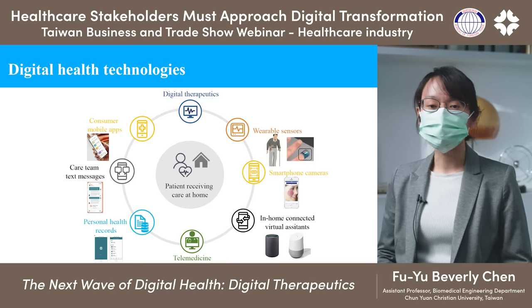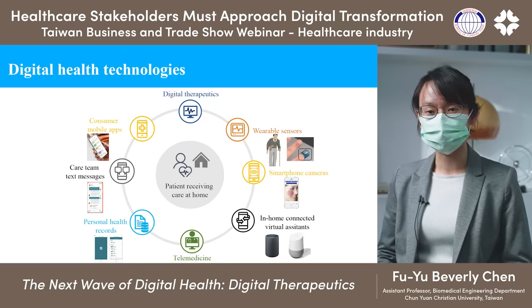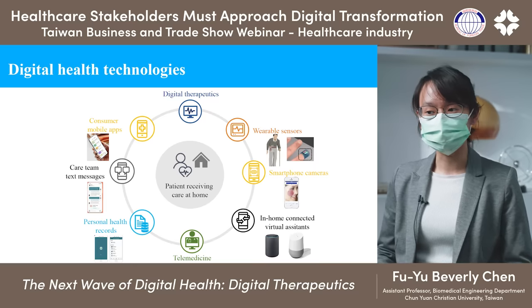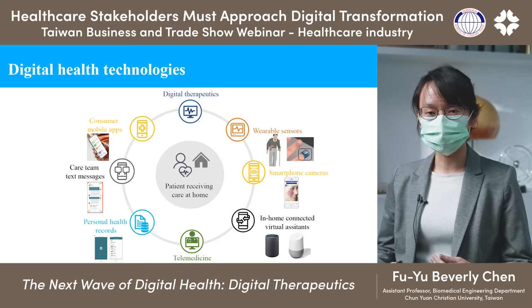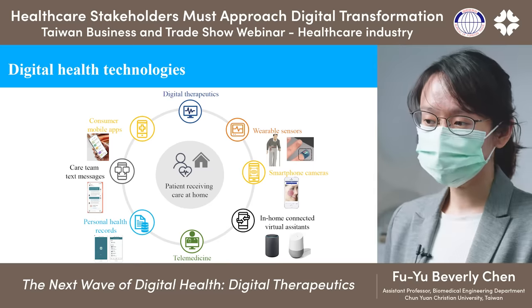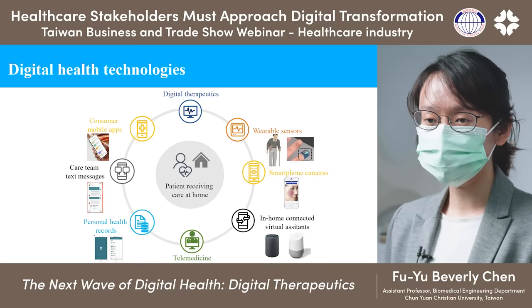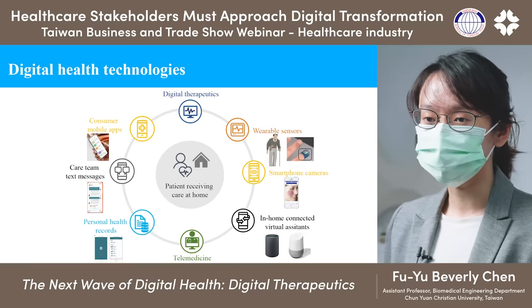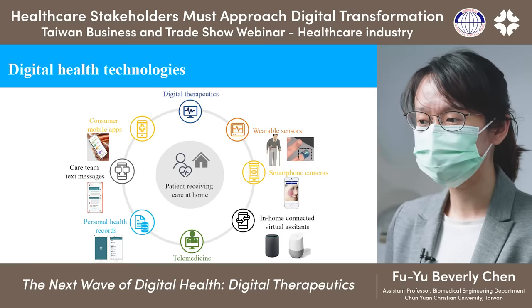As I mentioned before, in-home connected virtual assistants like Google Home can provide health information, but they can also record our habits and provide notifications. Telemedicine, a lot of people know, can provide care virtually from healthcare professionals. Personal health records, by being online, facilitate the continuity of care. And I think we're really lucky that we have this system right here in Taiwan.